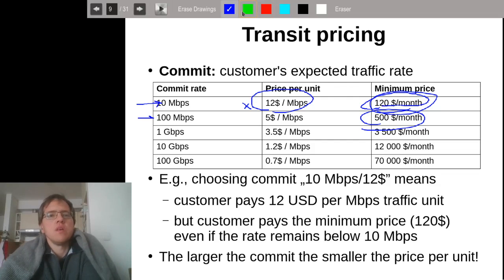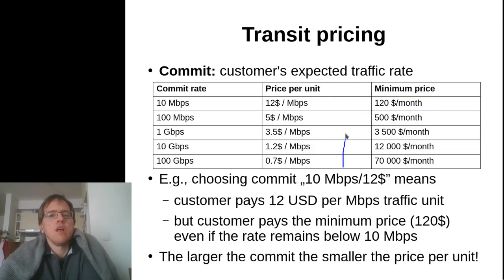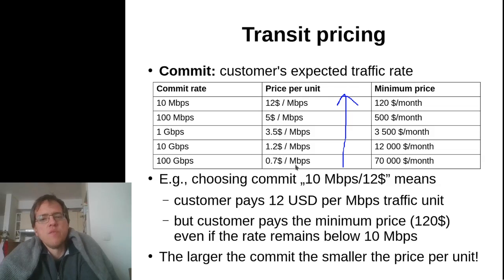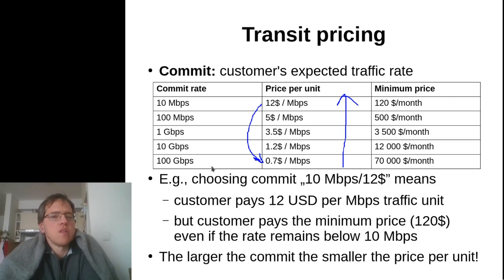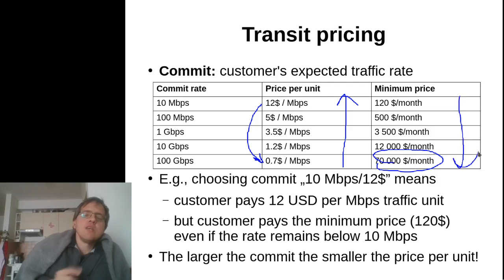But the higher the commit a customer chooses, the smaller the relative price it will get for 1 megabit per second, and the variation is quite significant between 10 megabit per second and 100 gigabit per second commits. So wherever we generate lots of traffic, we pay a very small price for each megabit per second. But of course, the problem is that whenever we take the commit of 100 gigabit per second, the minimum fee that we need to pay to the transit provider will be $7,000, a monthly fee, which of course increases as the commit increases.